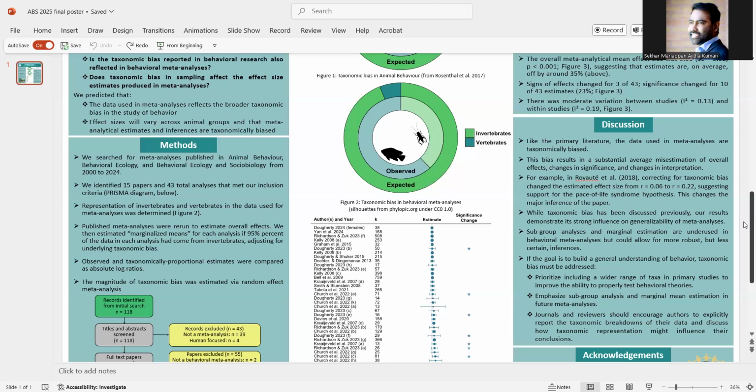So, based on our research, to conclude, what we have found is that behavioral meta-analyses are strongly biased towards vertebrates, and this bias substantially influenced the effect size estimates, statistical significance, and the interpretation of the results. Addressing this issue will require efforts both at the level of primary data collection and at the level of synthesis.